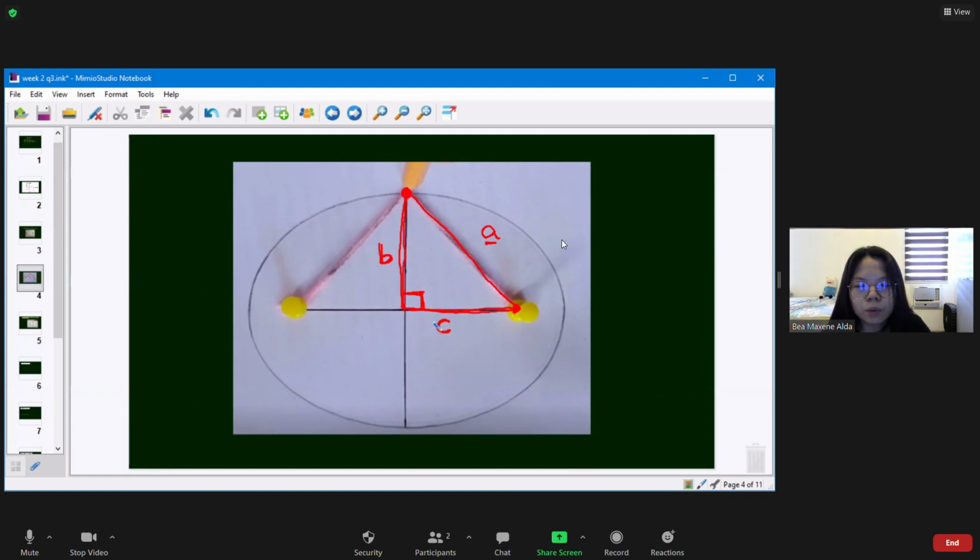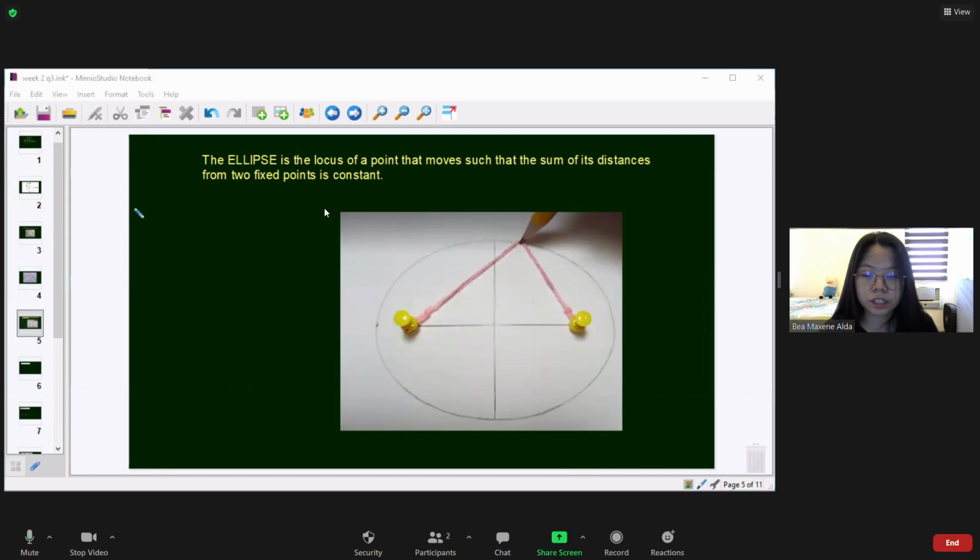Now, what can we see here, right? We can actually correlate this to the Pythagorean theorem. Kasi nga, right triangle. So may equation tayo na Pythagorean theorem. So a squared is equal to b squared plus c squared. Like so. So we can finally define what an ellipse is. So an ellipse is the locus of a point that moves such that the sum of its distances from 2 fixed points is constant.